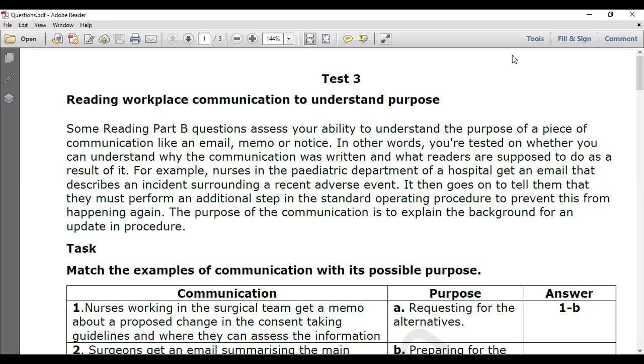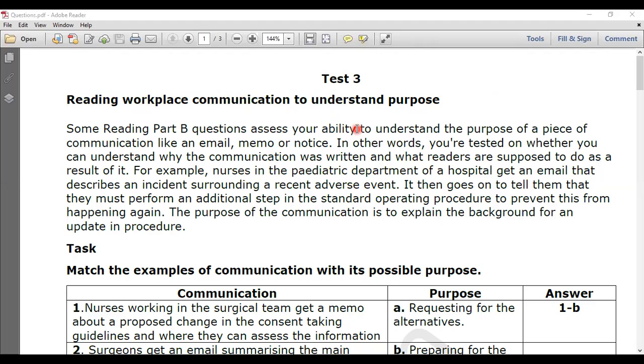You can have these three types: reading for the main idea, reading for detail, or reading for purpose. So the question type that we are going to discuss today is reading for purpose. You can see here it says reading workplace communication to understand purpose.